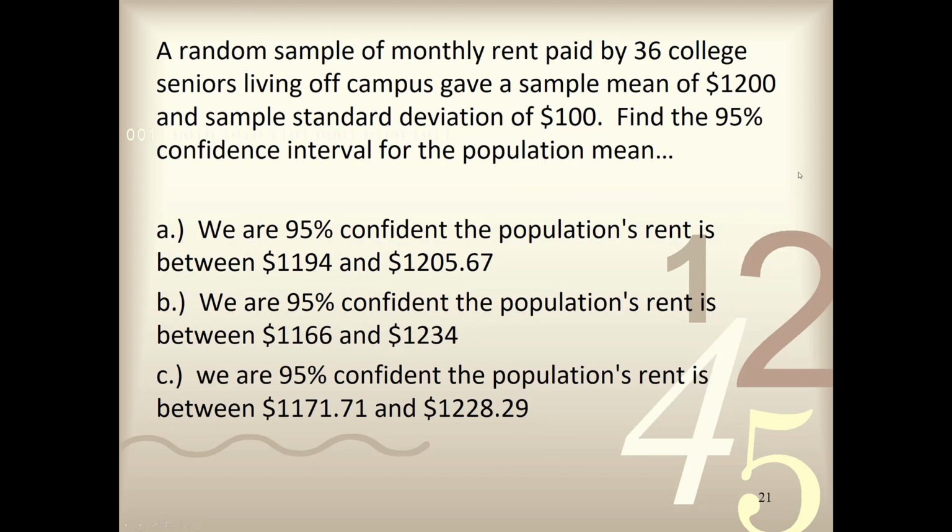Okay, how about this one? A random sample of monthly rent paid by 36 college seniors living off campus gave a sample mean of 1,200 and sample standard deviation of 100. So I've got the mean and standard deviation. 95% confidence is what I'm looking for.